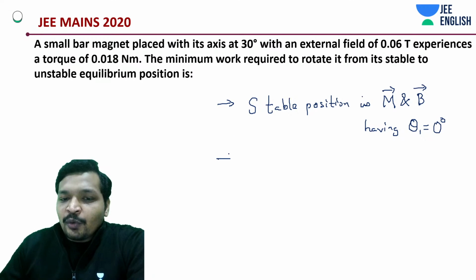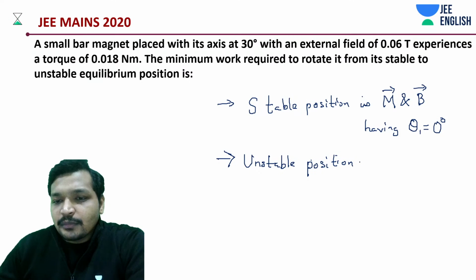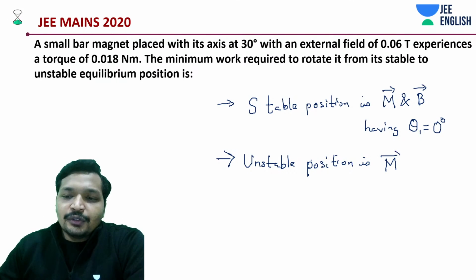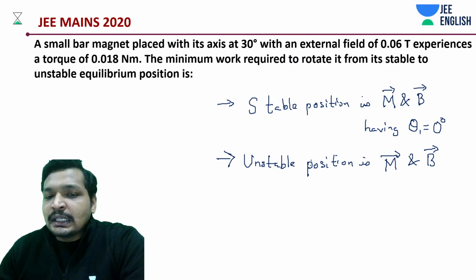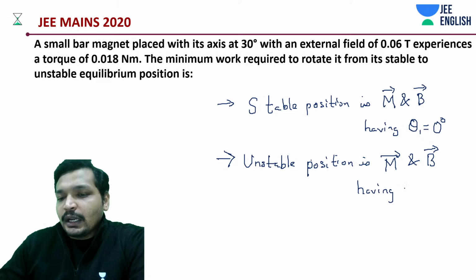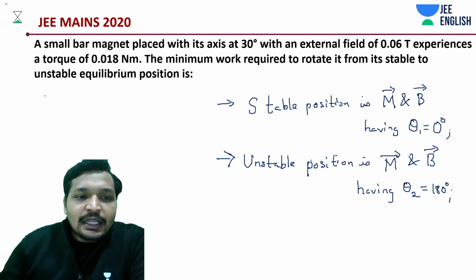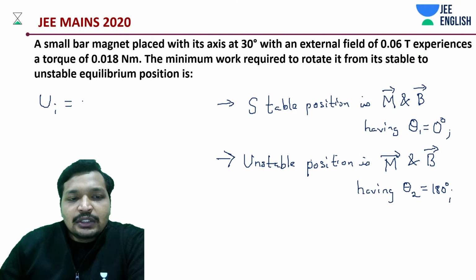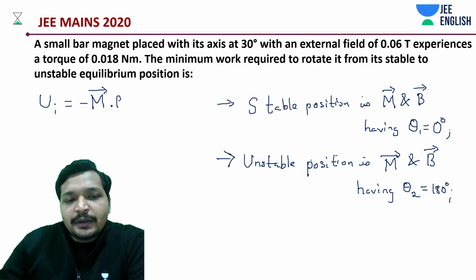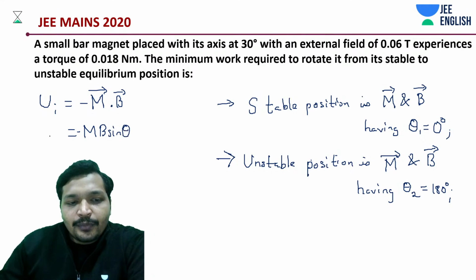And then similarly, if you know this, you know what the unstable position is. Is it going to be 90 degrees? Of course not. It's going to be 180 degrees. Sorry, yes, this is the unstable position, 180 degrees. That is where it has maximum energy. Unstable position, maximum energy; stable position, minimum energy. Why? Because you calculate the energy, it's going to be minus m dot b, basically minus mb cos theta. Don't forget the minus sign, else the meaning would change. This is going to be U.